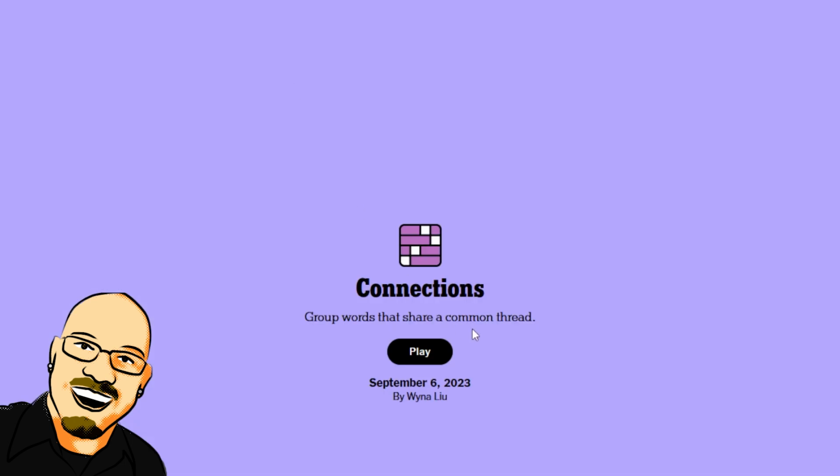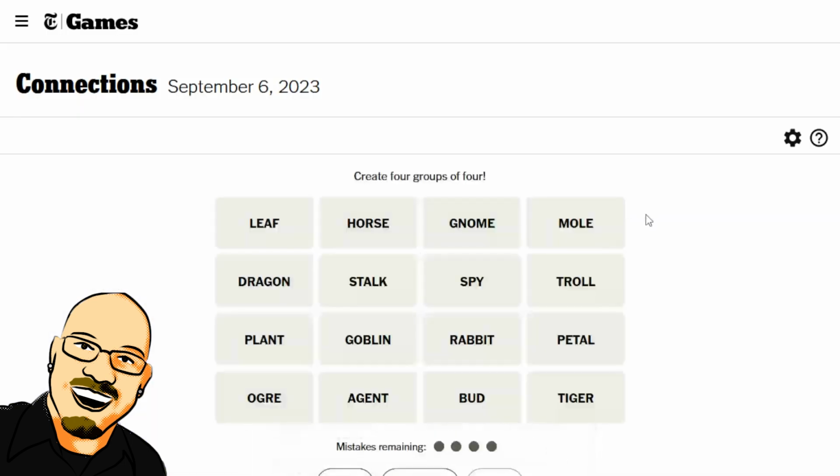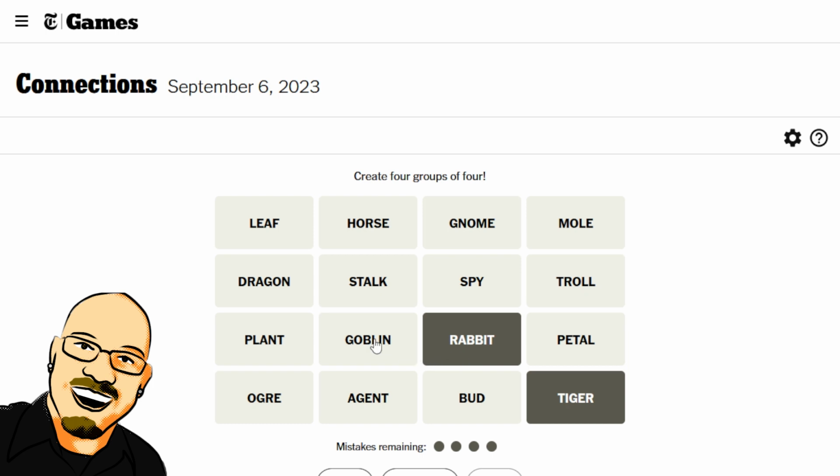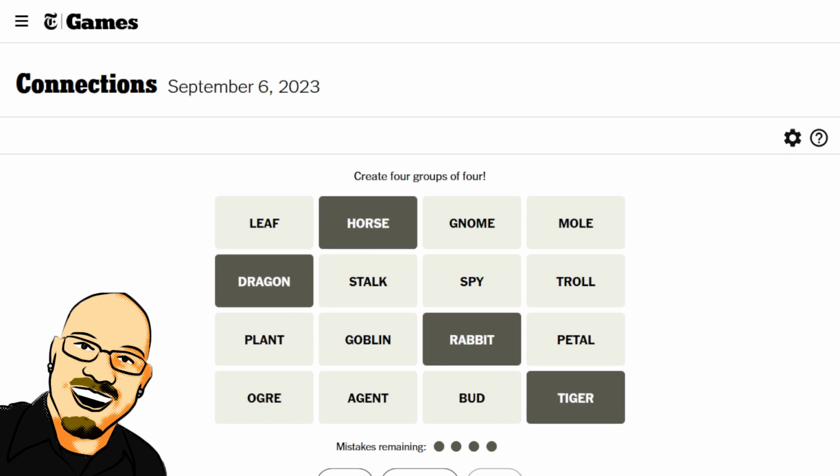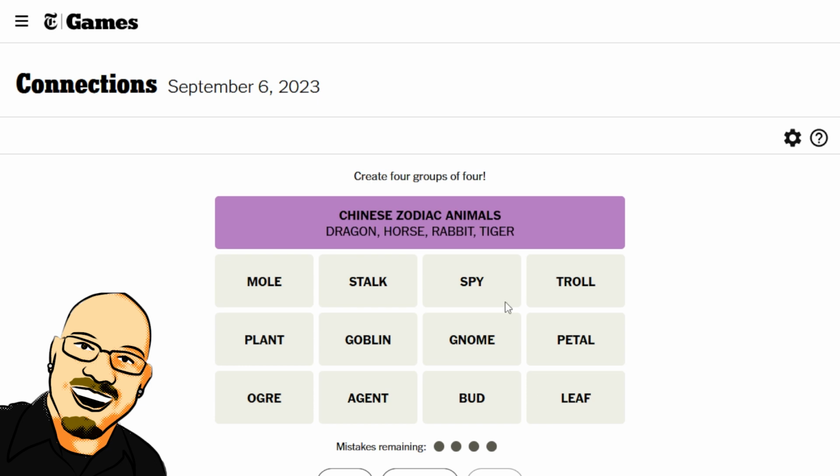All right, time for Connections. All right, what do we have here? We have tiger, rabbit, dragon. Those are the ones that are jumping out at me right away. Those look like Chinese zodiac symbols? Yes, Chinese zodiac animals.